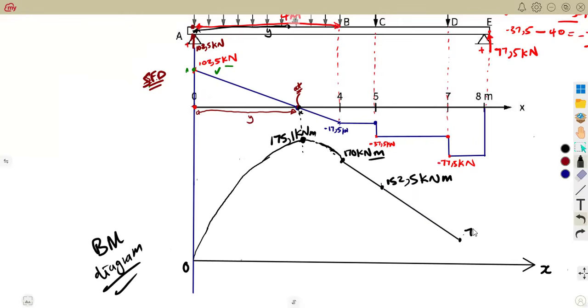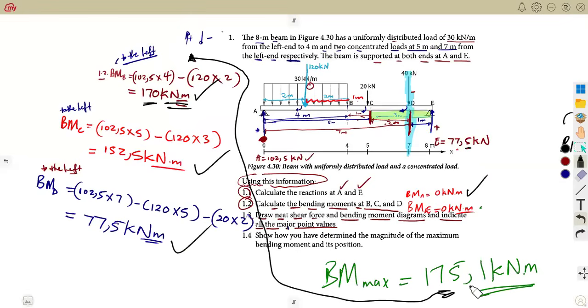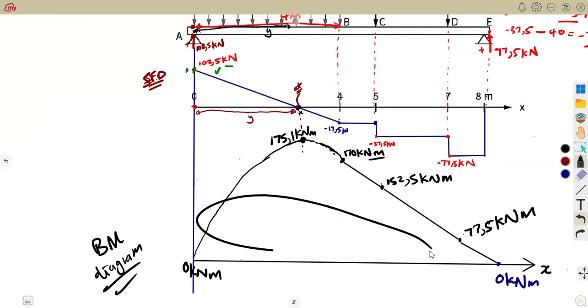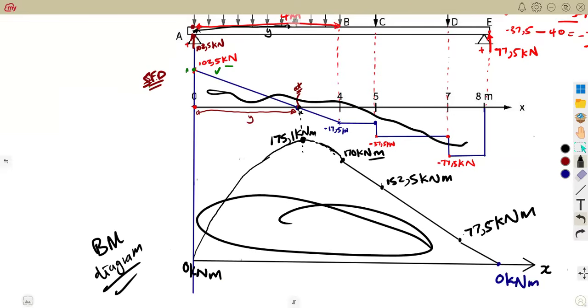So this is now at 77.5 kilonewton meter. Then the last one will be E, which is our end point, at 0. So we join from that point to this point, at 0. It's not like it will be a straight line like this. It will be something like here, then another one going down, something like that. So that's it, guys. These are your values. We are back to 0 there. We started from 0, so we have a closed figure, just like we have a closed figure on the shear force diagram.